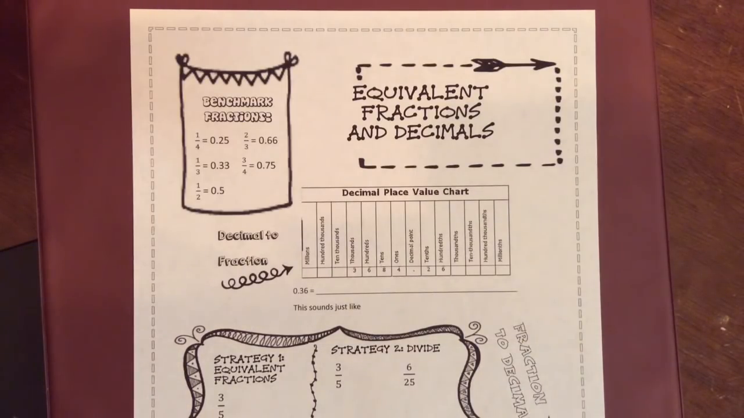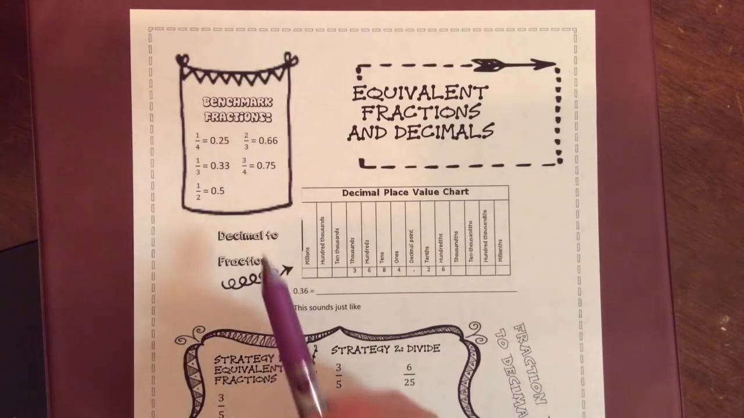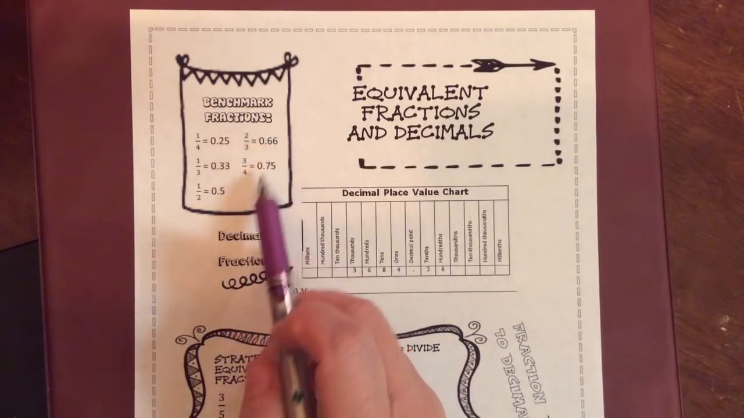Okay, Rams, tonight's homework is on page 5 in your math notebook, okay? And it is over equivalent fractions and decimals, okay? So some of this you learned in elementary, and it'll be a little bit of review. Some of it may be new, okay? So the first thing up here, I put some benchmark ones up here.